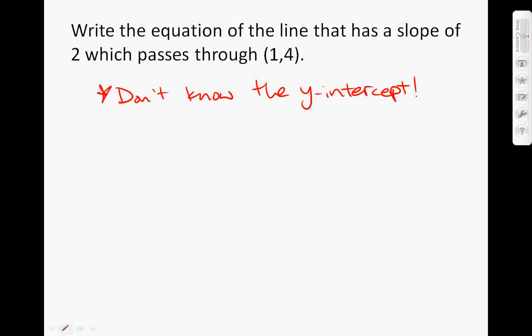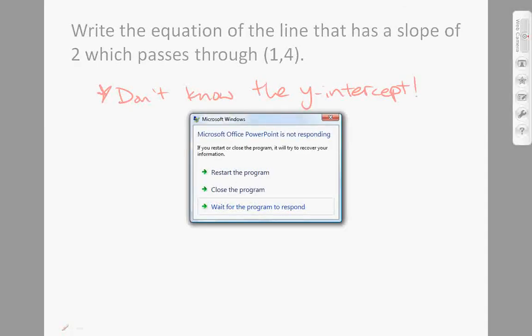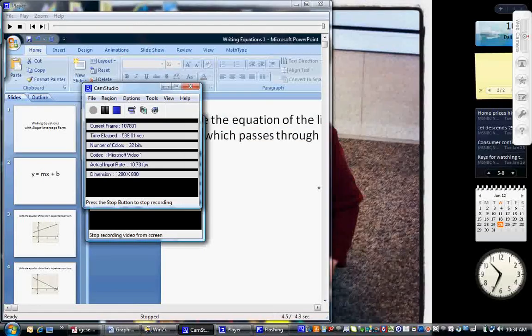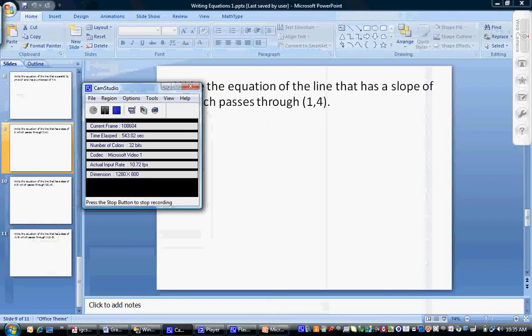If you'll wait for a second for my computer to load. I'm going to pause this for one moment. Okay, and we're back. Sorry about that.